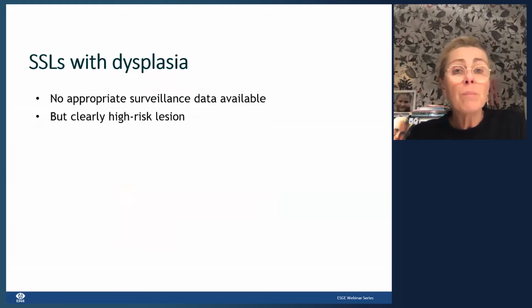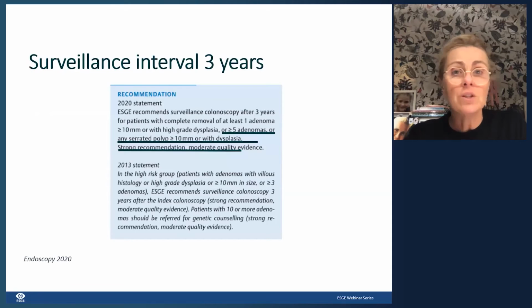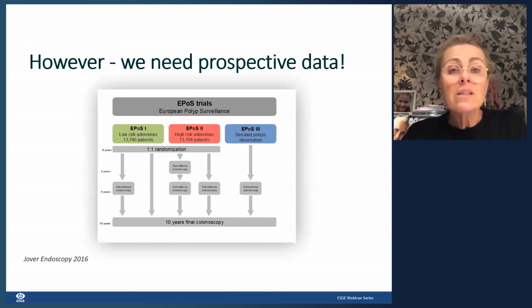So we don't have appropriate surveillance data for specifically this group, but again, clearly this is a high-risk lesion. In the guideline, we state that apart from the advanced adenomas and the multiple adenomas, also any serrated polyp that is large or harbors dysplasia, or indeed the traditional serrated adenoma, should have an early surveillance at 3 years. However, as I said, for this group we don't have prospective data; for most of those studies, it is all retrospective cohort research and not prospective data.